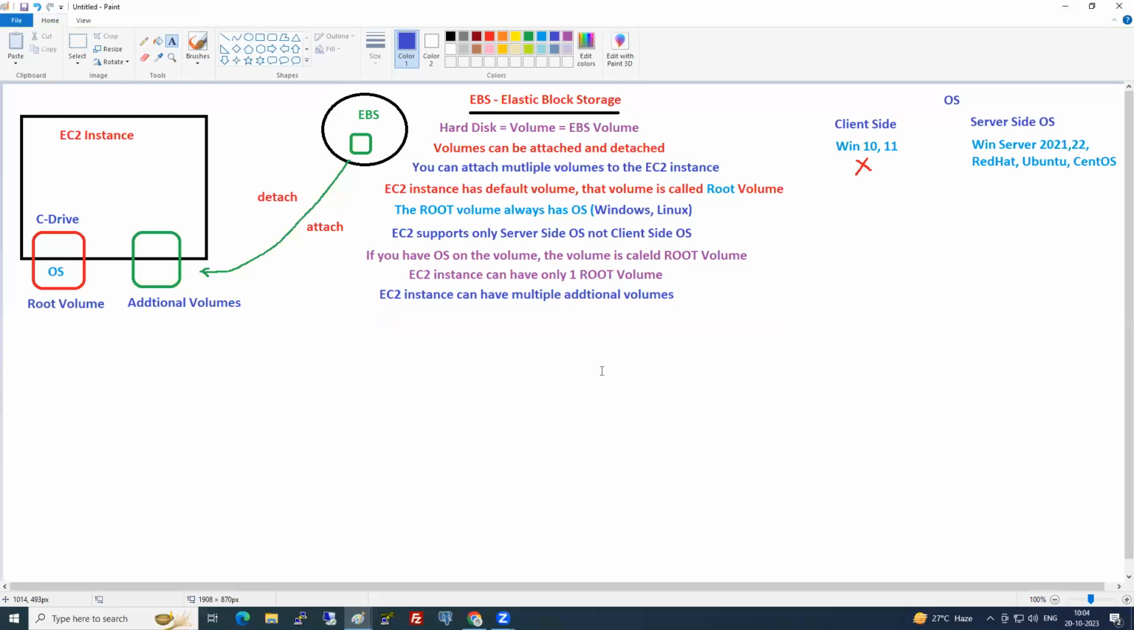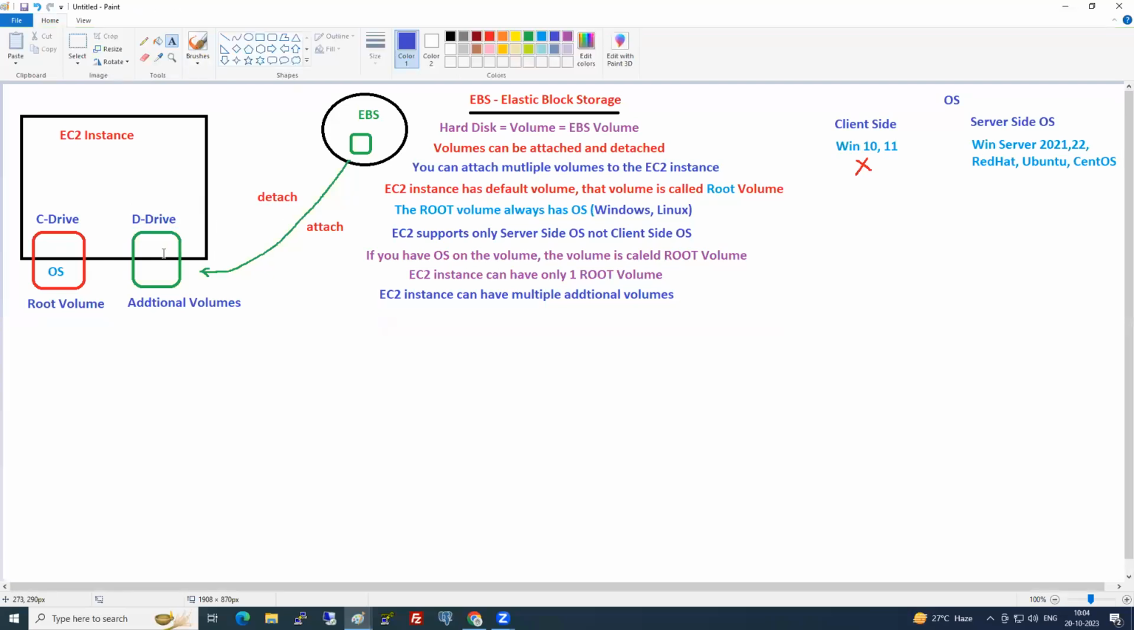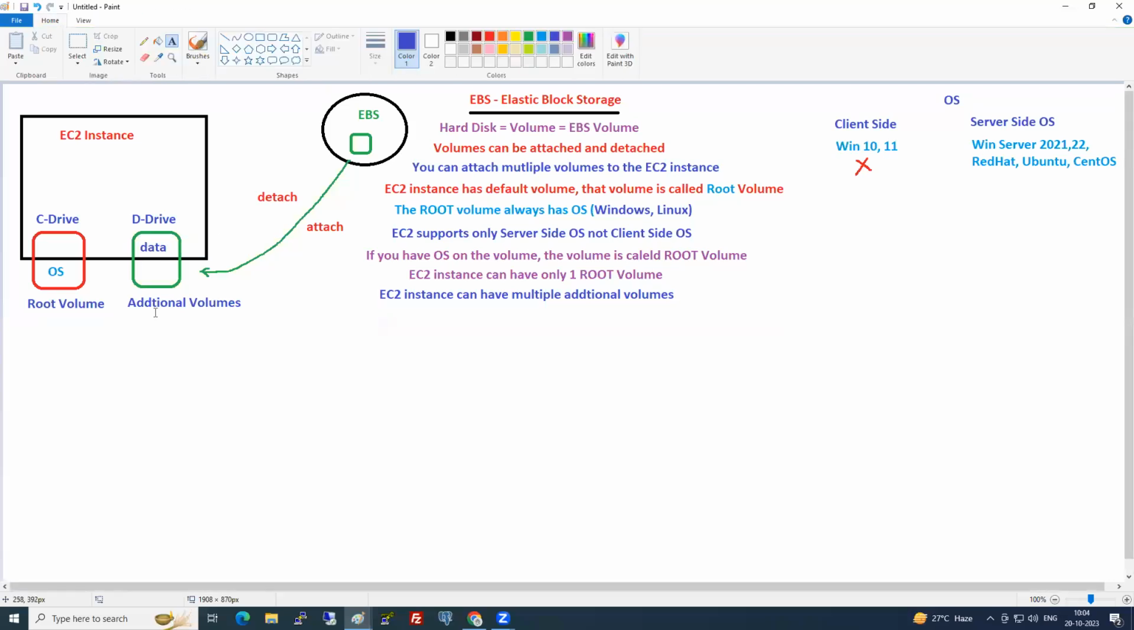Now the question is, okay, root volume, this is the C drive, and this is the D drive. Now what will be in the D drive? Data only, your own data, right? So we have data. C drive is there, D drive is there. AWS is providing all these drives.